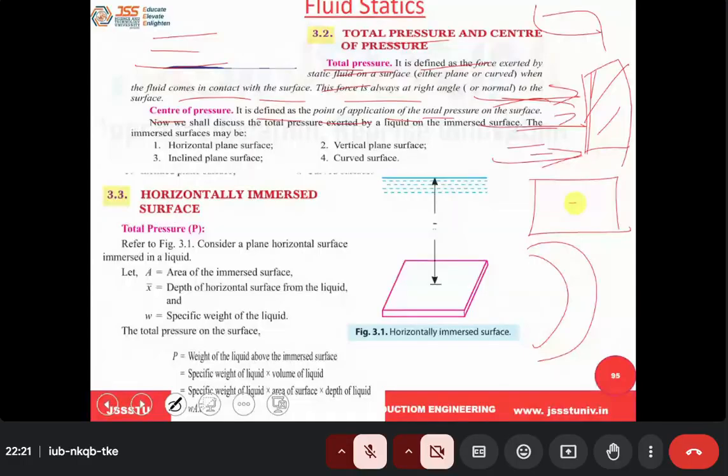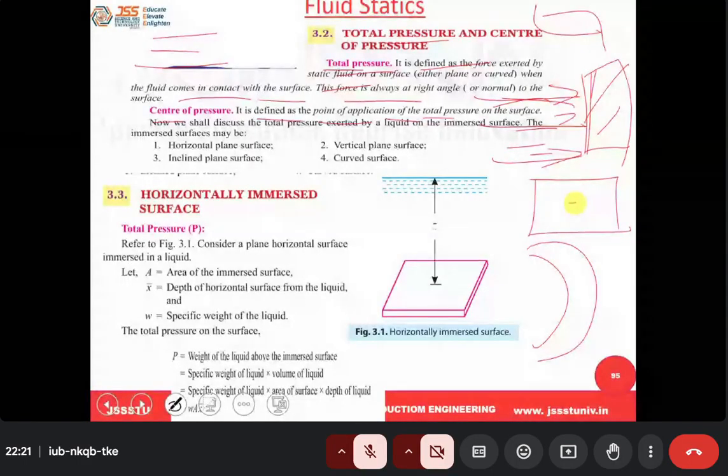So in order to calculate this, we are going to take up different planes: horizontal plane, vertical plane, inclined plane and curved plane.